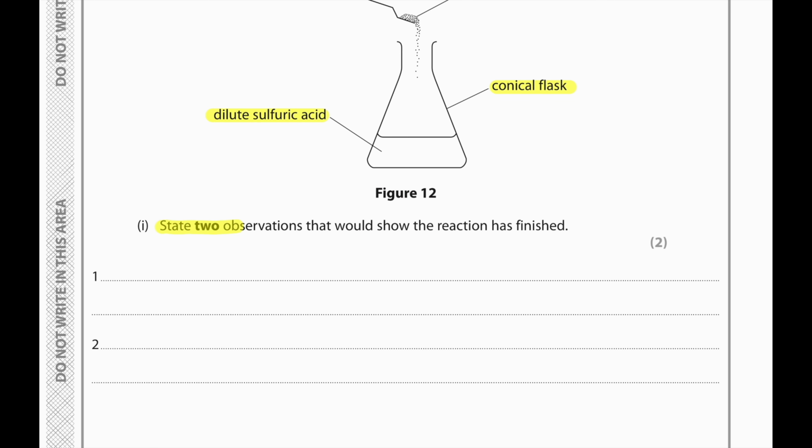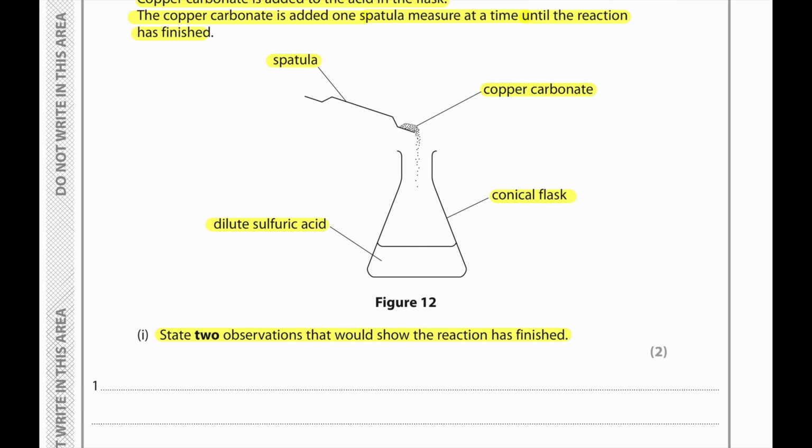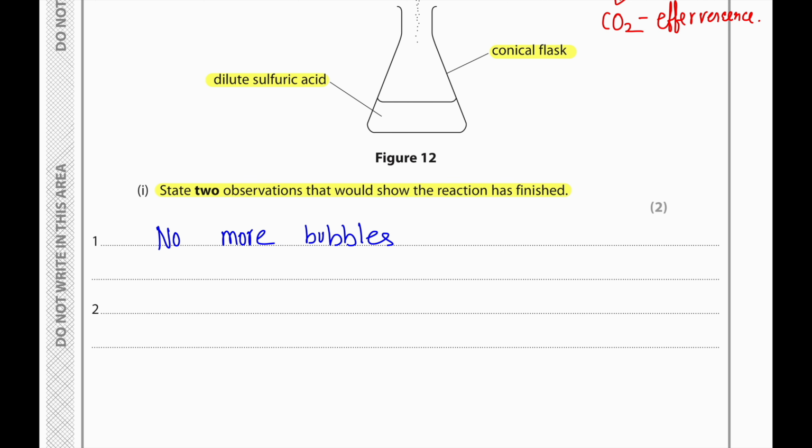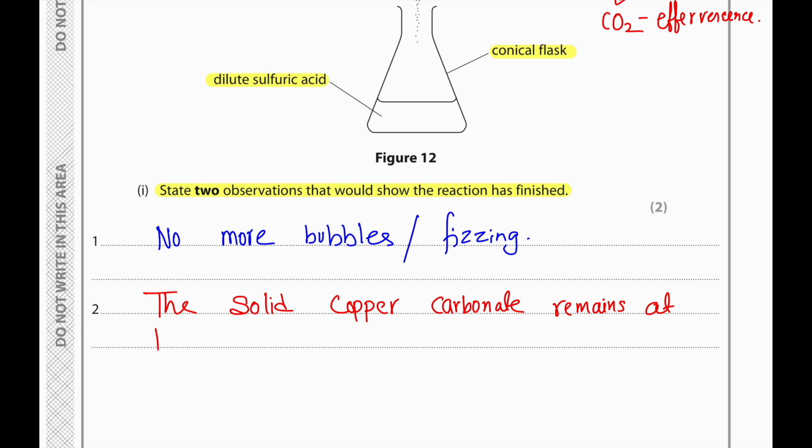State 2 observations that would show the reaction has finished. Because we are using a carbonate with an acid, an inevitable formation from this reaction would be a gas, which is carbon dioxide. It is known to form effervescence. If the acid is finished, then effervescence will stop. The other observation we can say is that the solid copper carbonate will remain at the bottom of the flask and will not dissolve or react. So no more bubbles or fizzing, and the solid copper carbonate remains at the bottom of the flask.